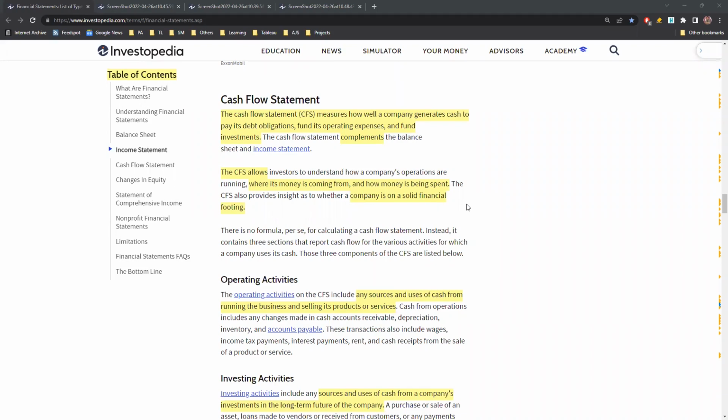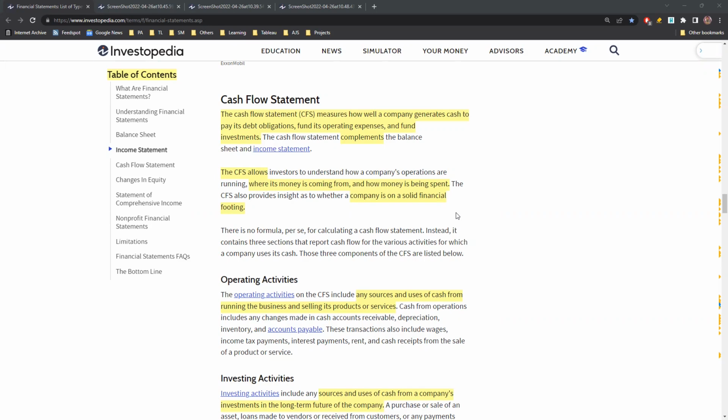So at the core, it conveys how financially sound and healthy a particular company is to the investors and creditors. This is the main use of the cash flow statement.